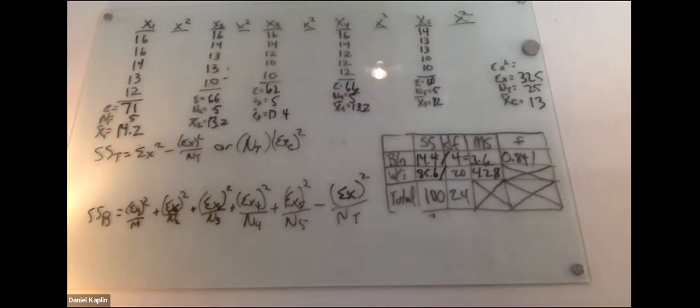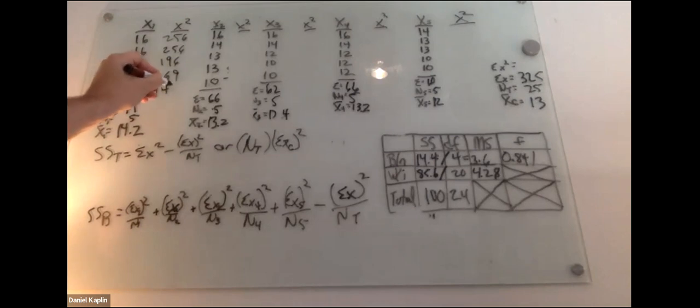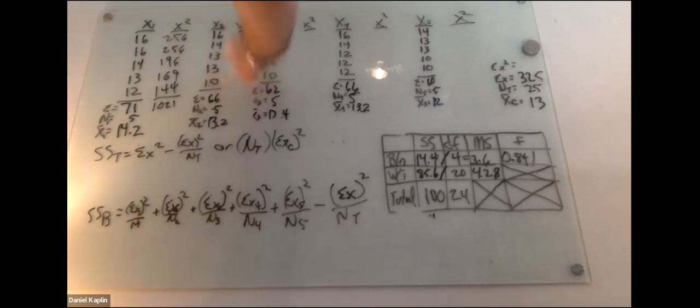So what's 16 squared? That is 256. Again, 256. 14 squared is 196. 13 squared is 169. And 12 squared is 144. Now, if we add up this column, what do we get? We get a sum of 1,021. Great.